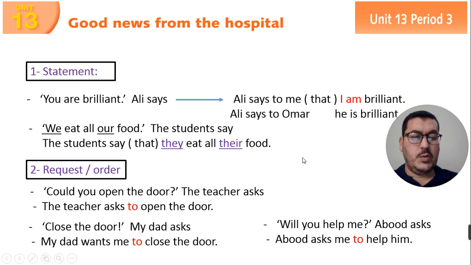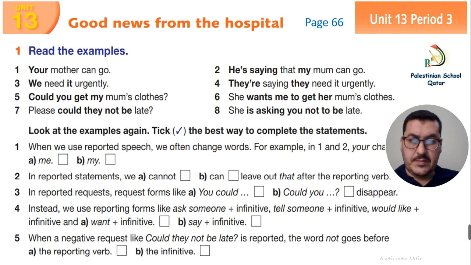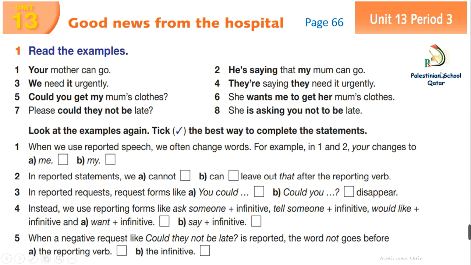Now another example: "Will you help me?" Aboud asks. Aboud asks me to help him. Aboud asks Ahmed to help him. Aboud asks Muna to help him. It's the same, but we have to put to, and after to we put the verb infinitive. This is all about statement and request. Now we have exercise number 1, page 66. Page 66, you have exercise number 1.